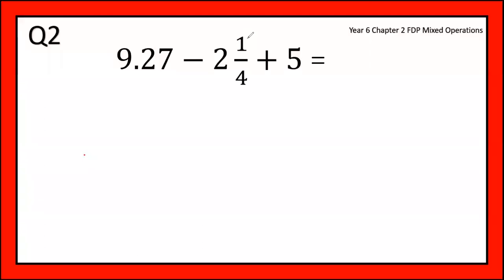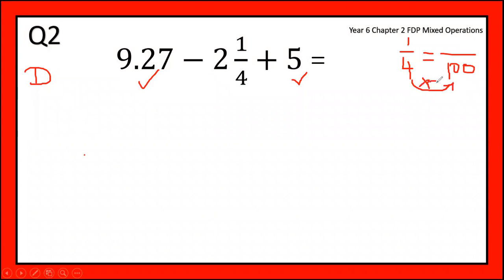9.27 minus 2, 1 over 4 plus 5. We're going to use the decimals method to solve this. So 9.27, not a problem. 5, not a problem. We'll have to change 1 over 4. So if you're not sure what is 1 over 4 as a decimal, you can take 1 and divide by 4, or you can also change 1 over 4 to become over 100 by multiplying 25. You must know your times table 25, 25, 50, 75, 100. So 1 also times with 25 will give you 25. And 25 over 100, it's 0.25.